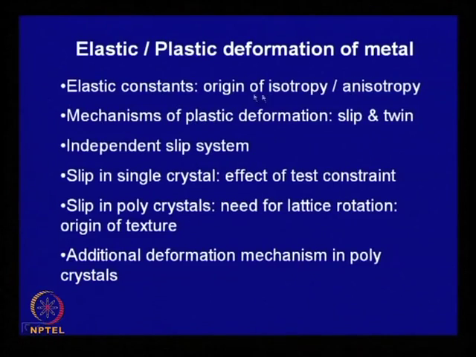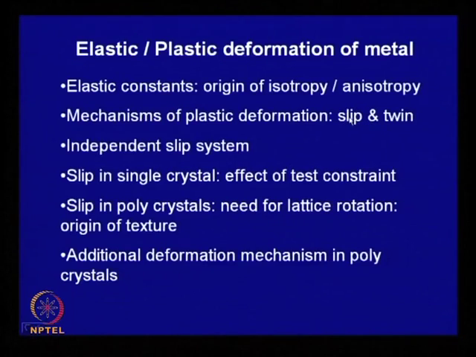and we tried to explain the origin of anisotropy: why crystals are anisotropic, and whether all crystals are anisotropic or not. We gave an example that tungsten, even if it is a single crystal, is isotropic. We looked at the mechanism of plastic deformation, particularly slip and twin. We looked at the difference critically.